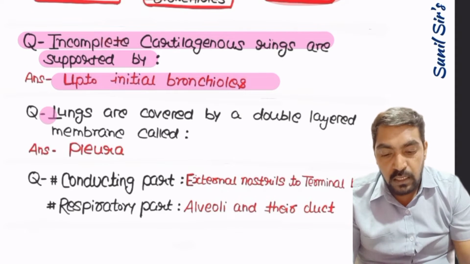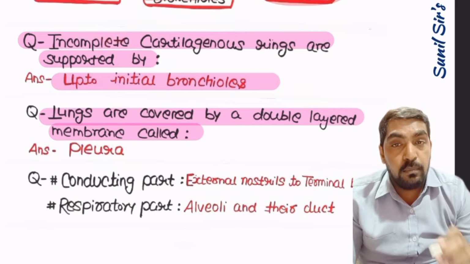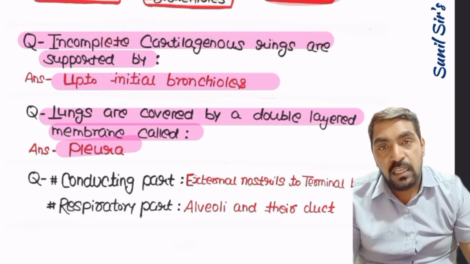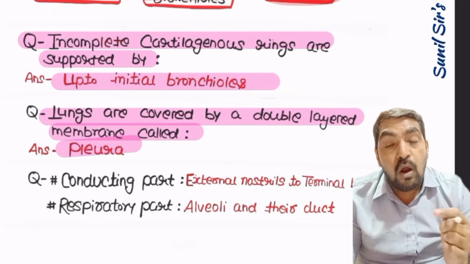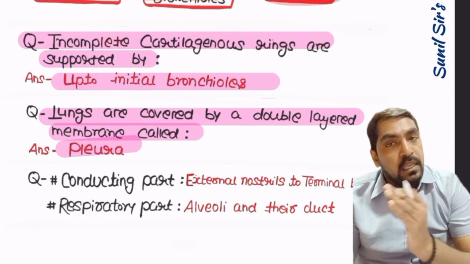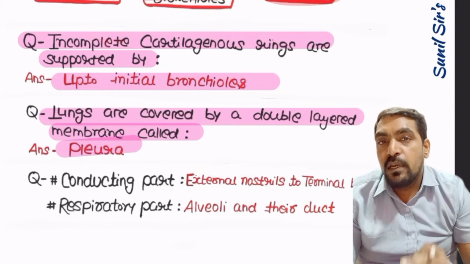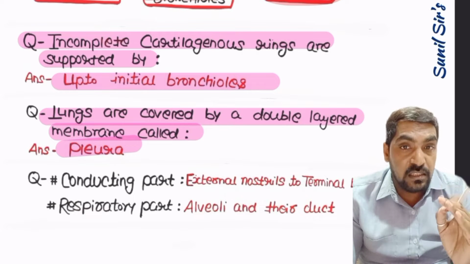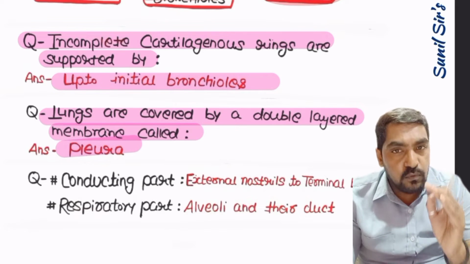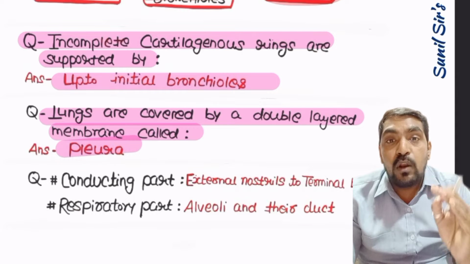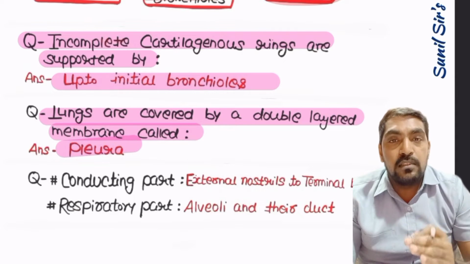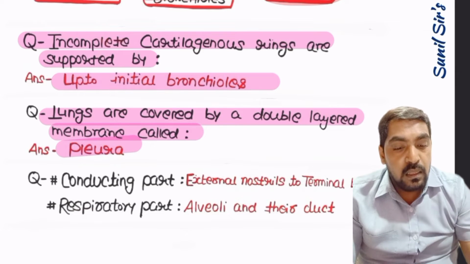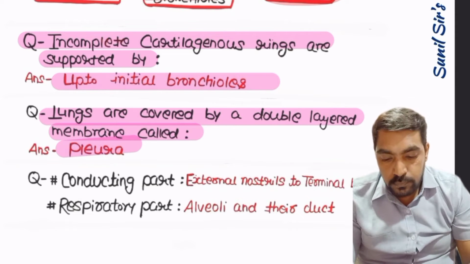Remember this. Lungs are covered by a double-layered membrane, and that membrane is called the pleura. There are two membranes, students, the outer membrane and the inner membrane. The outer membrane is called the parietal pleura. The inner one is called the visceral pleura. Between the parietal and the visceral pleura, there is a space that is called the pleural space, which is filled by a fluid called pleural fluid. And the role of the fluid is to give nourishment, avoid friction and provide protection to the lungs.